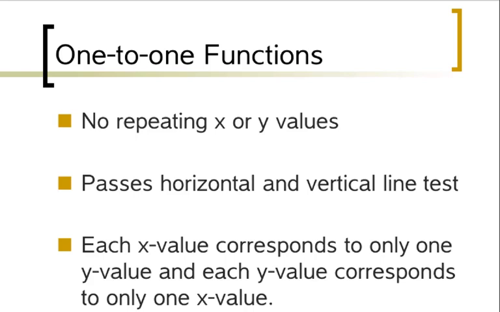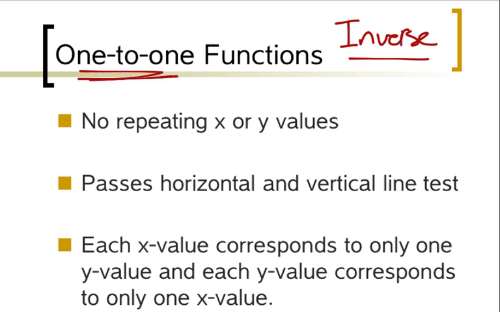Alright class, in this lesson we're going to be taking a look at one-to-one functions, and that's because we need to worry about finding inverse functions. Now, in order to get an inverse, you had to have something that was one-to-one. What one-to-one means is that you have no repeating x or y values, whereas before a regular function had no repeating x values.